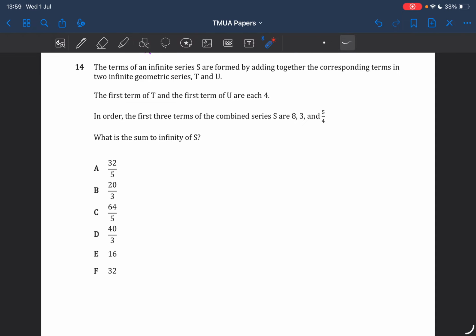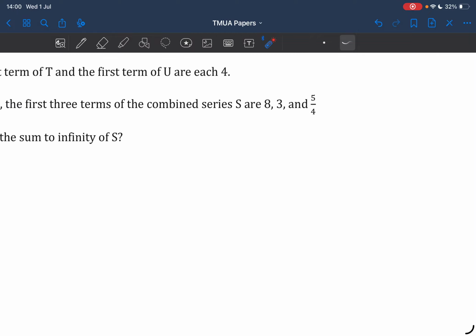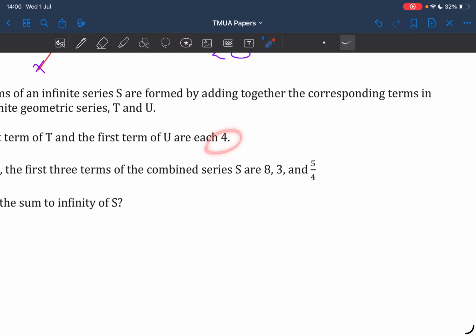The terms of an infinite series S are formed by adding together the corresponding terms in two series T and U. They both start at 4, and the first terms of S are 8, 3, and 5 on 4. What's the sum to infinity of S? Okay, so we know what a is, don't we? Let's find what r is going to be. So where's this 3 coming from? Well, it's the sum of the T and the U. So the T is going to be 4 times the common ratio of sequence T. And then for U, it's going to be the same thing, 4 times the common ratio of sequence U. And that will equal 3.